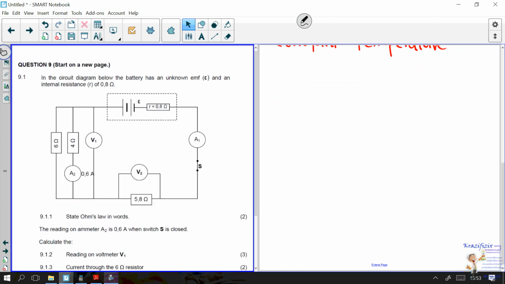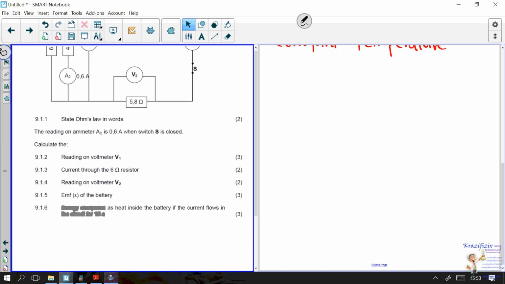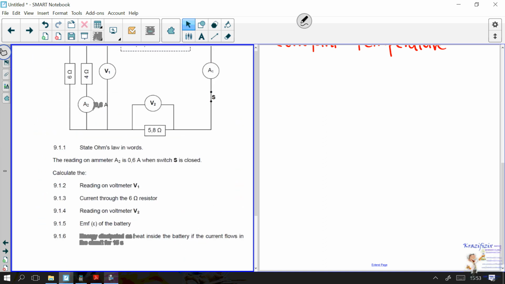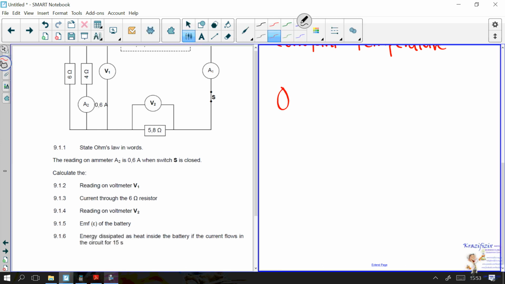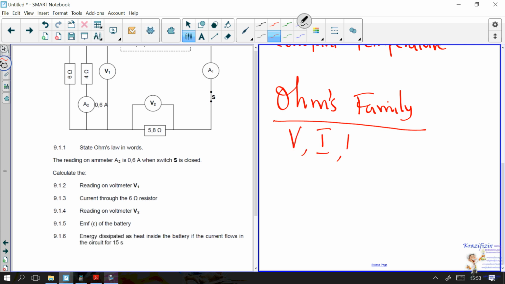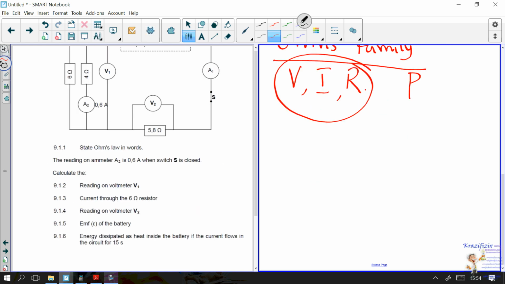Now, let's go to the section that is very, very interesting. The question says, the reading on ammeter A2 is 0,6 when the switch is closed. Calculate the reading on V1. Guys, I want you to understand that Ohm's is a family. The keys in this family are V, I, and R. Power is just a cousin. So don't separate this. Number 2, before we calculate, know that series are potential dividers.